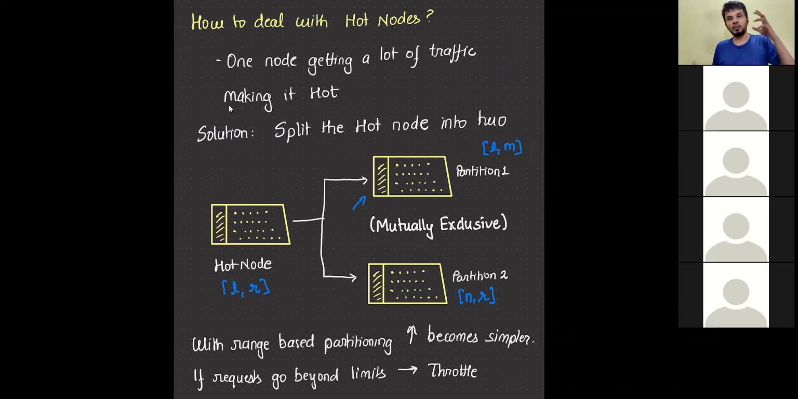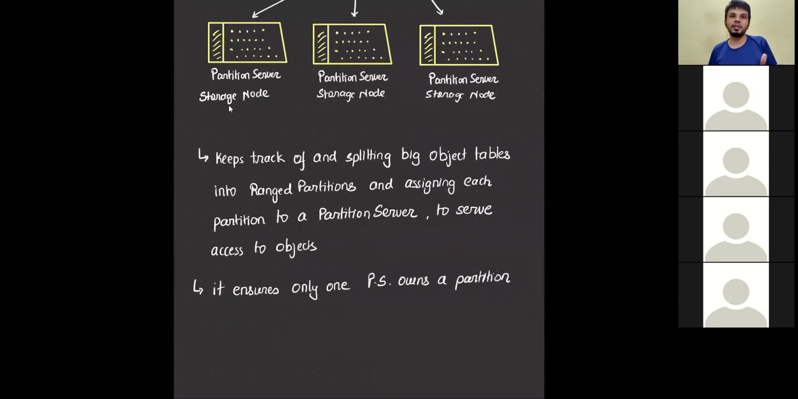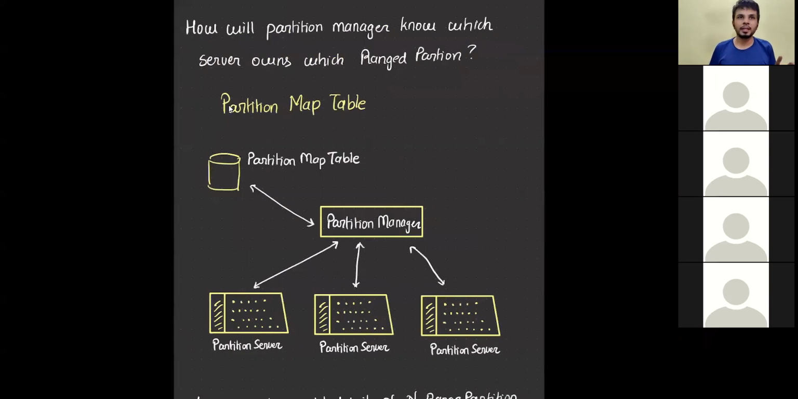So, for example, one partition server can hold information about L to M and some other partition, right? So you can multiplex multiple partitions onto one partition server, but one partition, which is L to M, should only be part of one partition server, right? This way we can use our resources very efficiently. Now, how will our partition manager know which server owns which ranged partition?